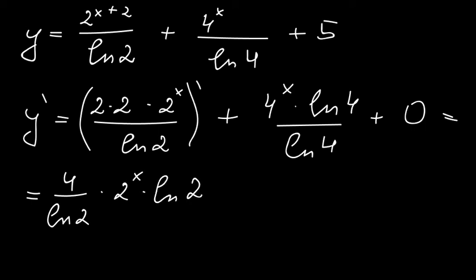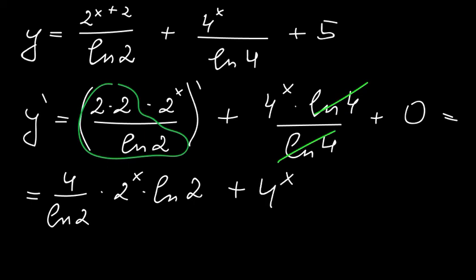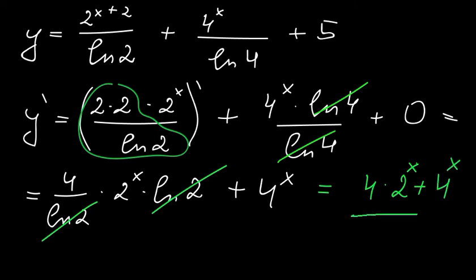You see, I just rewrote all of this because this is a constant and it's multiplied to the function, so we can simply take it out of our derivative, and we need just to rewrite this. These will obviously cancel out, and so we eliminated this. Also these cancel out, and our answer becomes 4 to the power of 2x plus 4 to the power of x. Here's our answer.